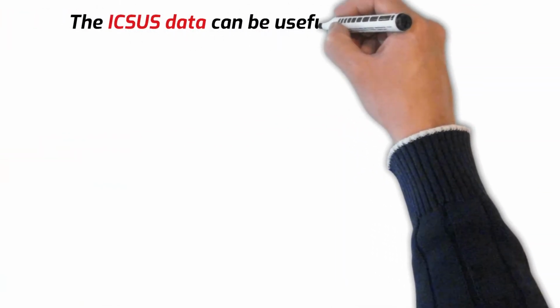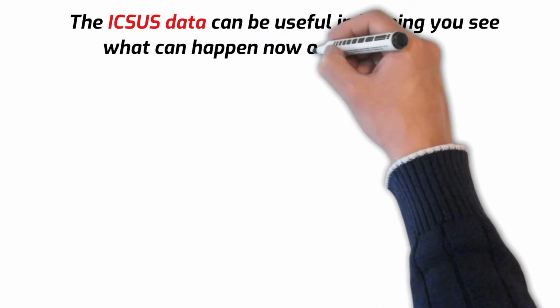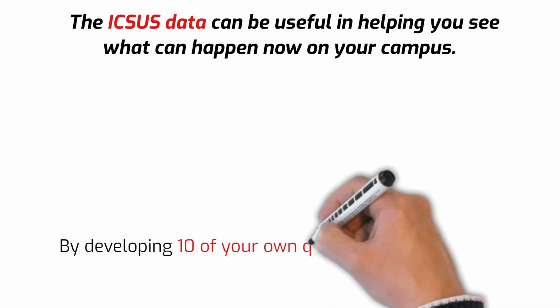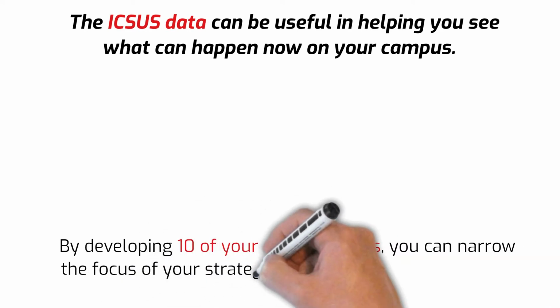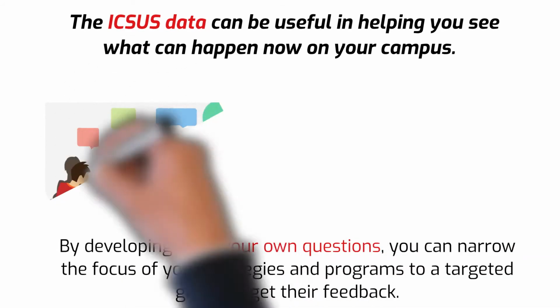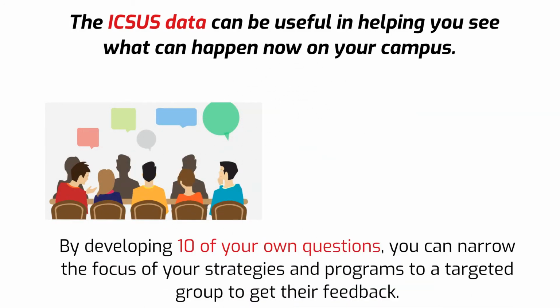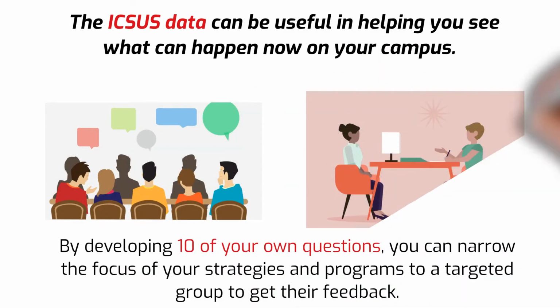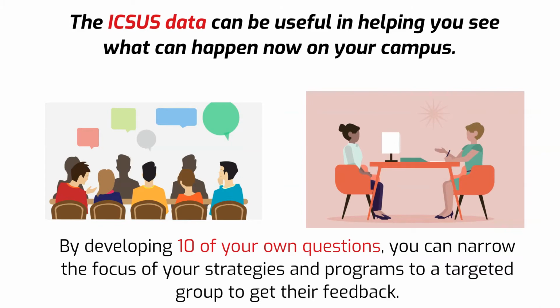The ICSUS data can be useful in helping you see what can happen now on your campus. By developing 10 of your own questions, you can narrow the focus of your strategies and programs to a targeted group to get their feedback. This feedback, through focus groups or interviews, can be invaluable as you adjust and refine the programs, services, and support you offer to your students.